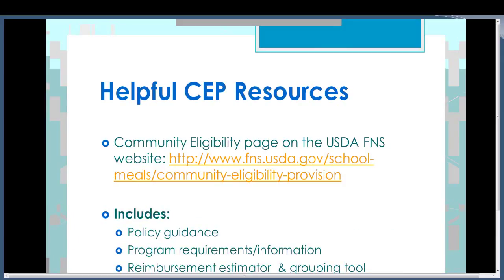This slide lists our website where you'll find many of the tools we talked about, including the recording of this webinar, which will also be housed here. There's policy guidance, information about requirements, the estimator and grouping tool that we spoke about, and CEP guidance from other federal agencies such as the Department of Education and the FCC.